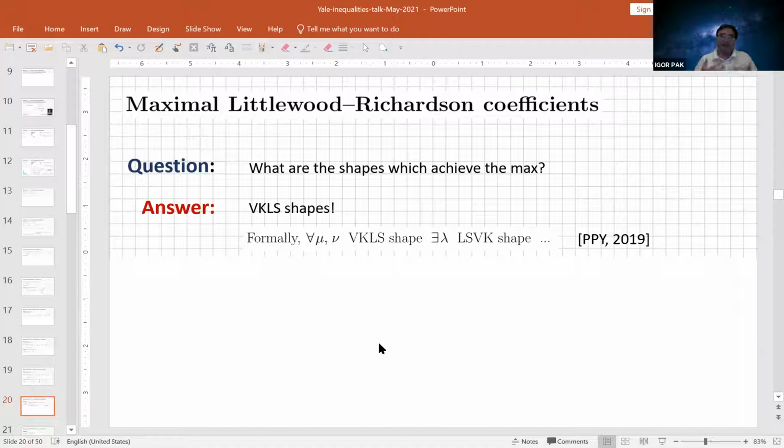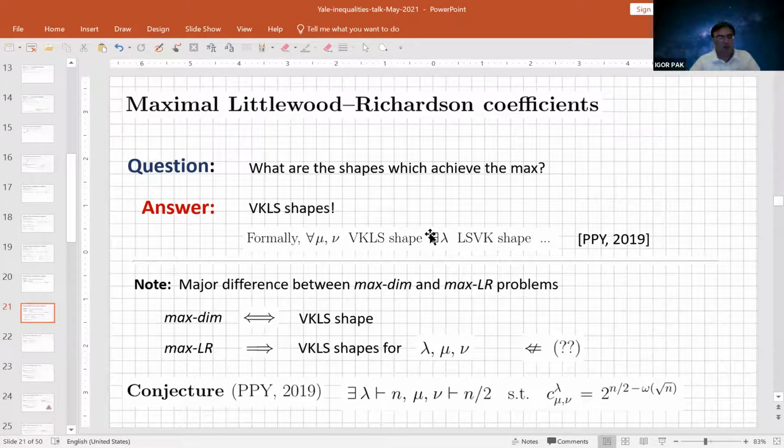There is a reason we had for doing that. And the reason is these questions that Stanley asked: what are the shapes that achieve the maximal? And it turns out that those are the same Vershik-Kerov-Logan shapes as you've seen before. With the formula, it says formula, but it's still somewhat informal. Basically, we're saying that for every pair of partitions mu and nu, and by pairs, I mean sequences of partitions which converge to the Vershik-Kerov-Logan shape, there's a sequence of lambda of the same shape for which everything works out.